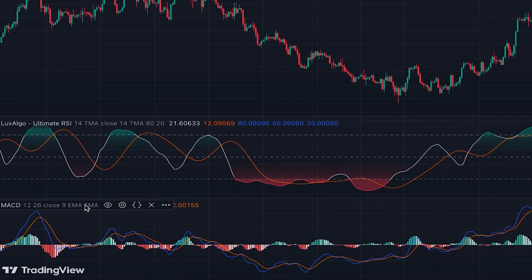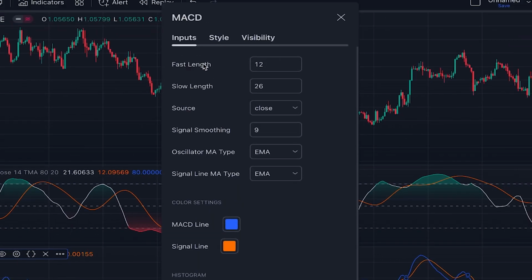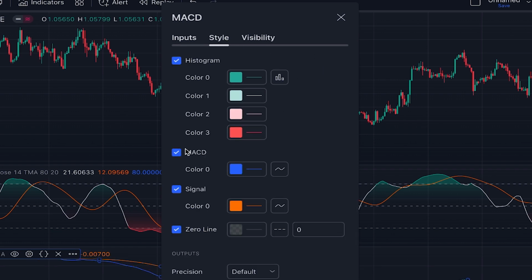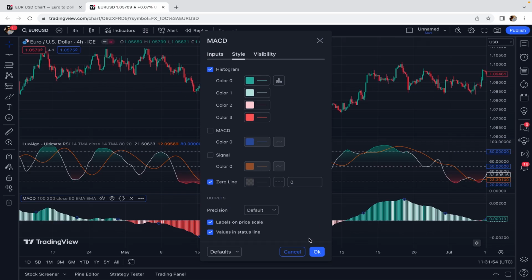So we go to its settings here, and here in the inputs tab, for the fast length we set it at 100, for the slow length we set it at 200, and for signal smoothing we set it at 50. And then here in the style tab, we remove the MACD line and signal line because we don't need them.